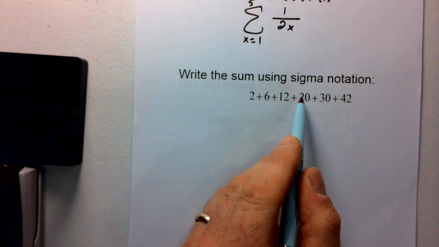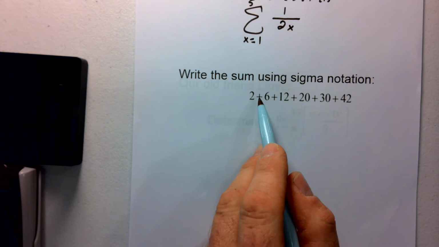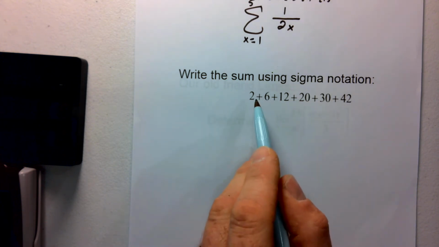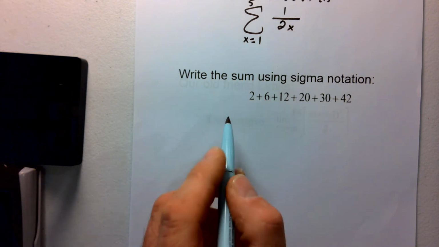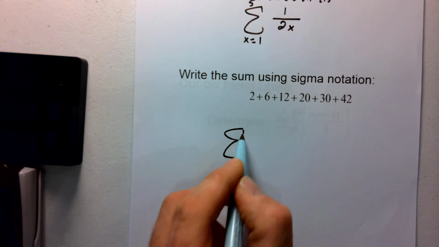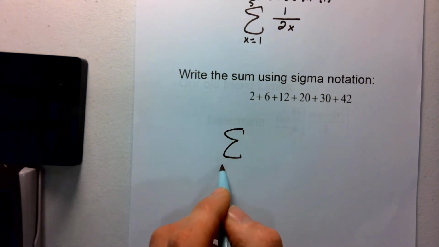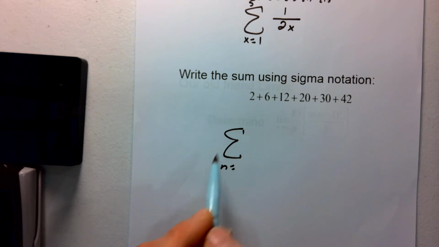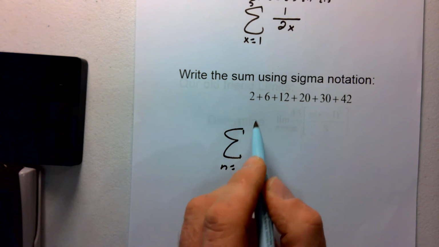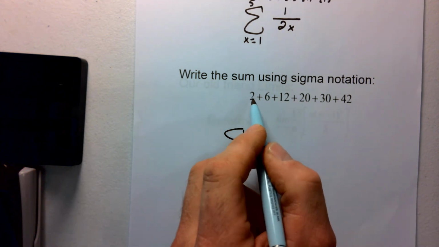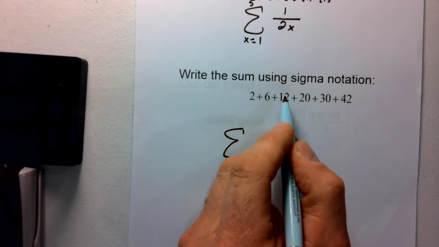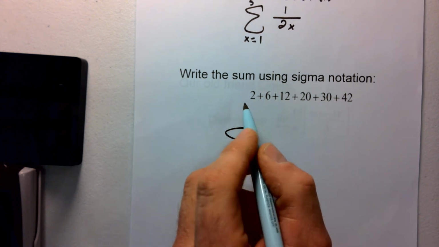We have 2, 6, 12, 20, 30, 42. This is not a linear equation because we can't go from 2 to 6 and 6 to 12 with the same increase. So we've got to think of something else to do with that one. So here, just to show you that we can, we're going to change the variable to n. So how do we get from 2 to 6, 6 to 12, and so on and so forth? Again, think of this as our first term, second term, third term, fourth, fifth, and sixth term.